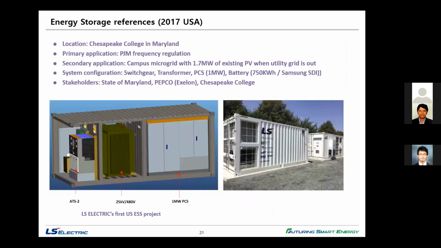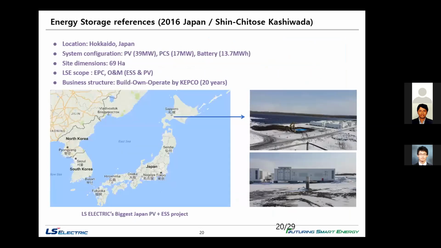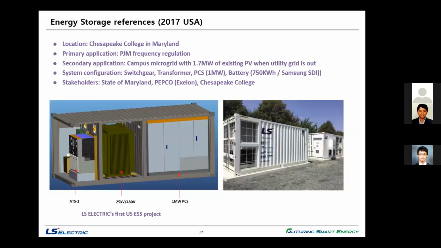So this is one of the energy storage references that we have. Importantly, in Japan, that was a PV plus ESS system as a package deal. In Japan, it was built to operate with KEPCO for 20 years, so we are also the contractor. The second reference is our first US energy storage system project in Maryland, and it was for a microgrid application of 1.7 megawatts.